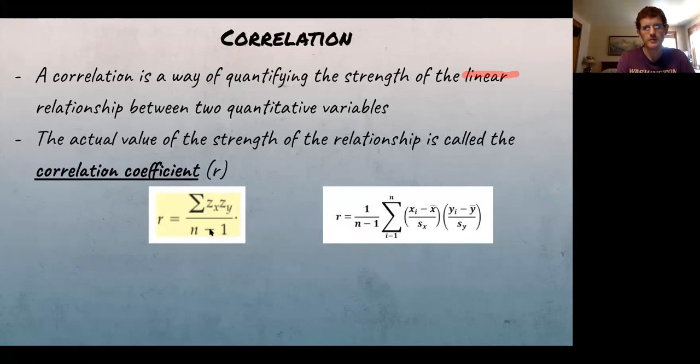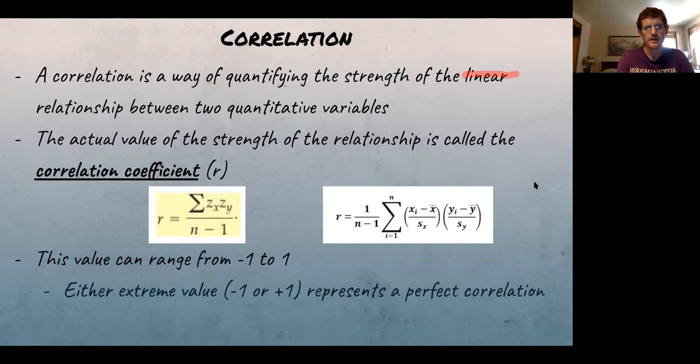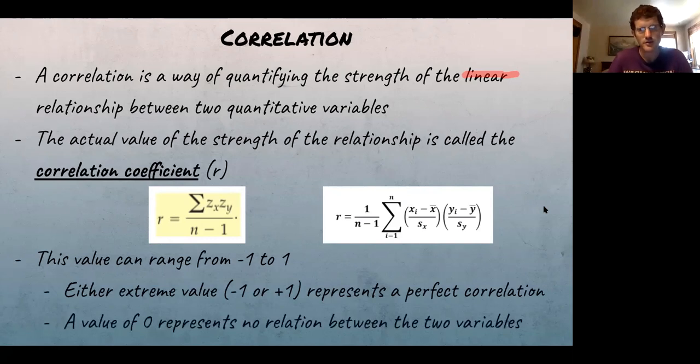So here's the actual formula. It's the same thing written two different ways here. And the key thing is that the value can range from -1 to 1. It cannot go beyond those numbers. And either of those extreme values represents a perfect correlation. A value of 0 represents no relation between the two variables. Okay, so pretty straightforward. Any questions on this so far?